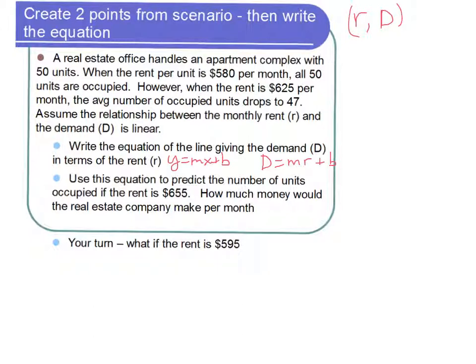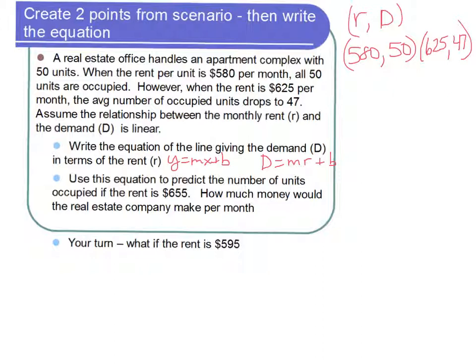Originally, if I charged $580, I would have all 50 units rented. But I also have an ordered pair that says if I charge $625, then I'd have 47 units rented. All right, so I have turned this into two ordered pairs. Let's go write the equation of the line.